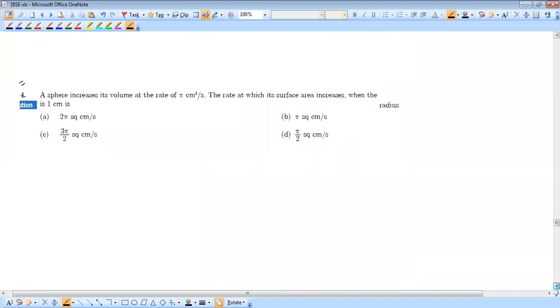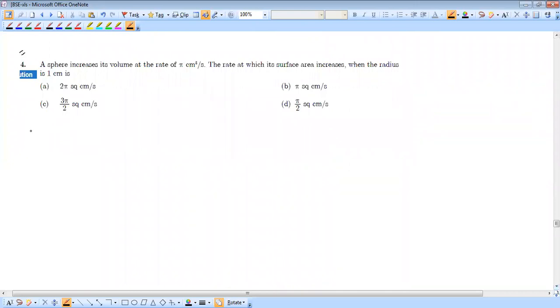Next question. Application of derivatives. A sphere increases its volume at the rate of 5 centimeter cube per second. Find the rate at which its surface area increases when the radius is 1 centimeter. See, surface area increases. We know the formula: surface area is equal to 4 pi r square.